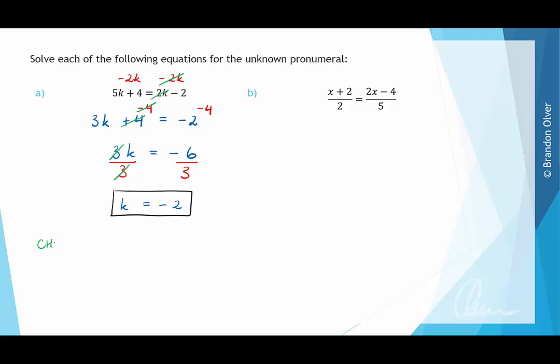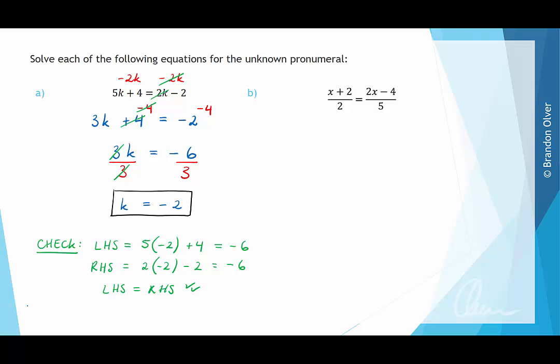We can also check that our answer is correct by substituting it into the left-hand side and right-hand sides and seeing that they are in fact equal. So the left-hand side is going to give us 5 times k, which is times negative 2, plus 4. So that gives -10 + 4, which is equal to -6. And then we have the right-hand side, which is equal to 2 times k, which is -2, minus 2, and that gives -4 - 2, which is -6. So we can see the left-hand side is equal to the right-hand side. So we've got the correct answer for part A.